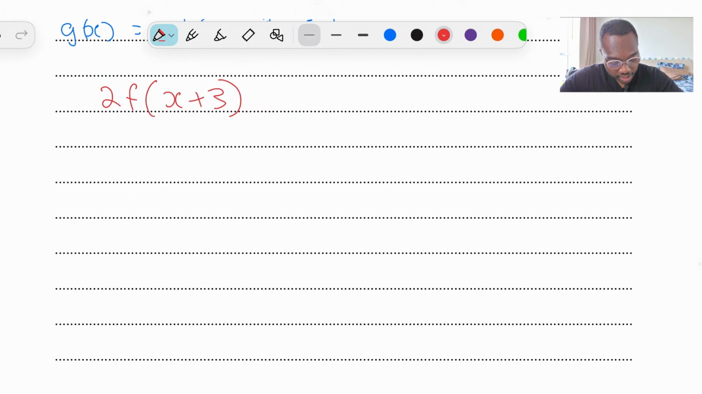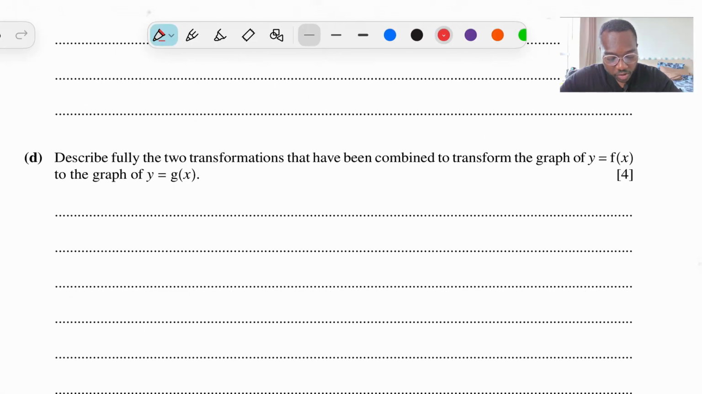And then for D, what we need to do now is describe the two transformations that have been combined for the graph of y equals f of x to the graph of y equals g of x. Now, this question is a bit weird because it's 4 marks, but if you've done part C and you understand what you've done in part C, D is kind of an easy 4 marks. So for the first transformation, let's talk about the translation first. This is when it's being shifted to the left by 3 units. We can just say a translation of minus 3, 0.